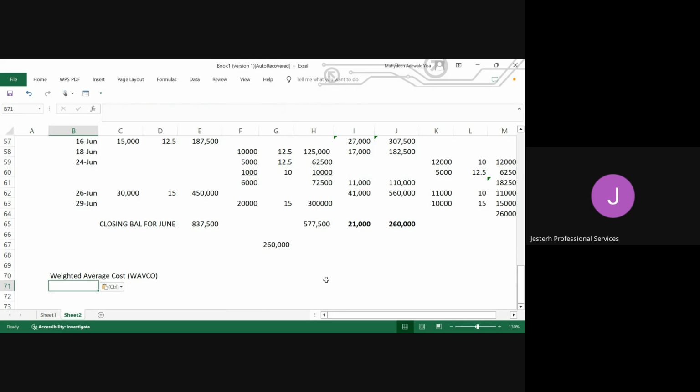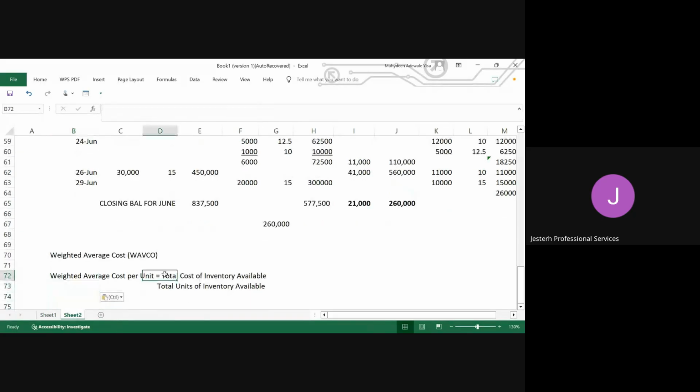Now, we will be using this formula. Let me paste the formula. We'll be using this formula.